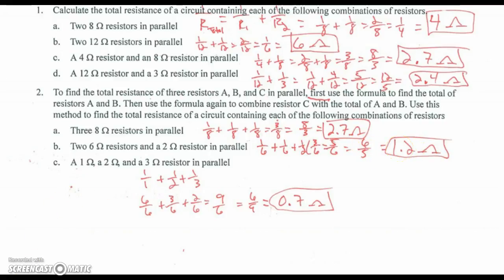And lastly, letter C. Once again, I think the reciprocal rule gets you to the answer quicker. So I have 1 over 1 plus 1 over 2 plus 1 over 3. I find my common denominator of 6, so I get 6/6 plus 3/6 plus 2/6. Final answer gives me 11/6. I invert this. I get 6/11, so my final answer is 0.6 repeating, or 0.7 ohms. There you have it.